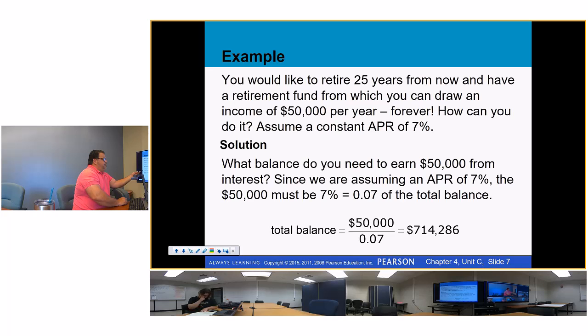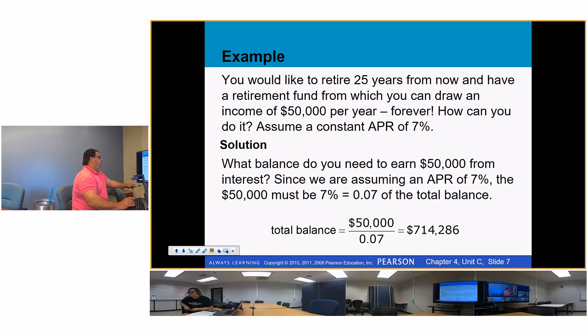Now, you can't do this problem without doing that right there. Okay? Now, when they do a lifetime, you would like to retire 25 years from now. Okay, they do forever right there. I'm sorry, that's lifetime. Forever. All right. Forever and ever. Okay. So write that $714,000 down, because that's going to go into the formula as your principal. Okay? Everybody understand that?